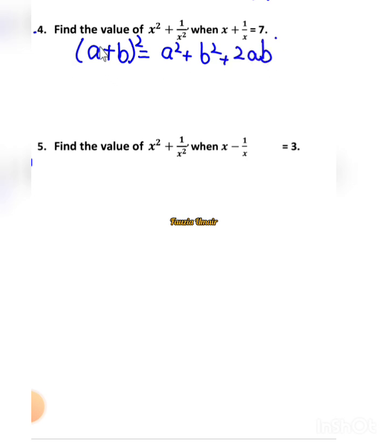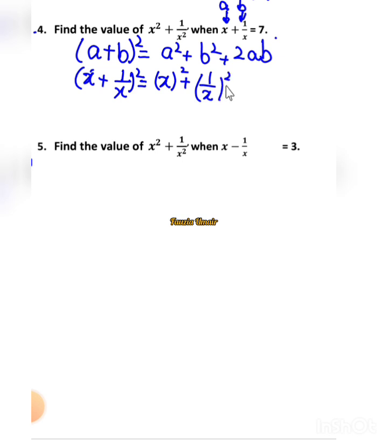So now we are replacing a with x and b with 1 by x. So your a here is x and b is 1 by x. If I replace a with x, it will be (x + 1/x) whole square, which is equal to x². I'm still putting the bracket so that you are not confused. (1/x) whole square.